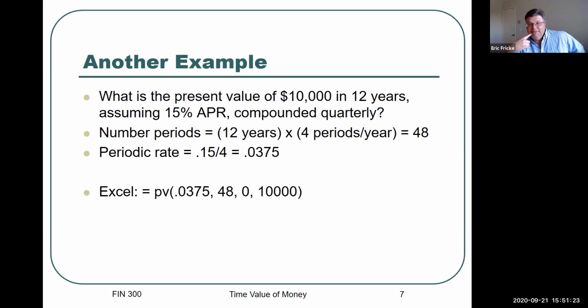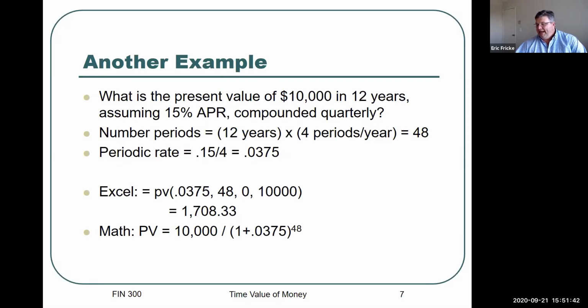Excel calls that the PMT, right? And so that's 0. We don't have that. We only have one lump sum at the very end of $10,000, and that's what goes here at the end of the PV formula, the future value. So you go ahead and calculate that. You should get 1708.